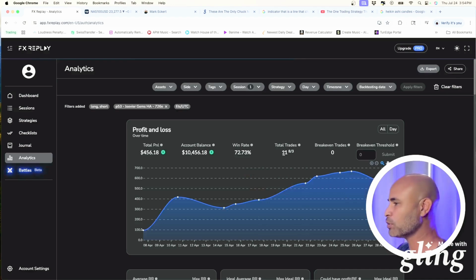Out of those 11 total trading days, we won 8 and we lost 3. That's pretty darn good. That's a little more than 70%. Currently 72% win rate. We started with an account balance of $10,000 and ended up with a total P&L of an extra $456, if we had this fictitious account, right? So our account theoretically has grown 4.5%.